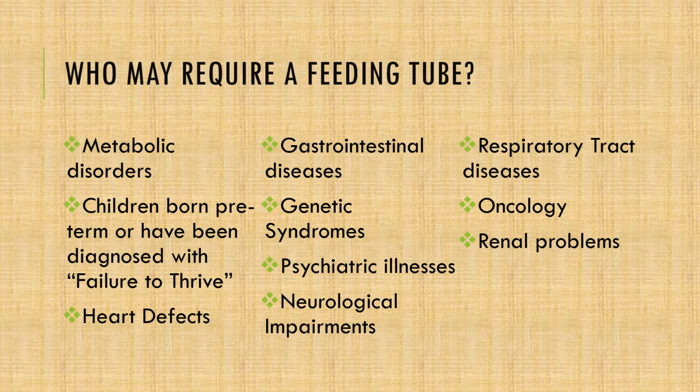There are many reasons a child may require a feeding tube. Below is a list of the most common reasons. The ones that may be most common in the special needs classroom are neurological impairments. You may also see gastrointestinal diseases and respiratory tract diseases.